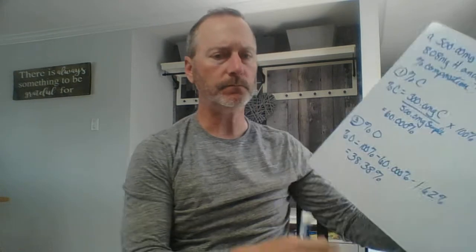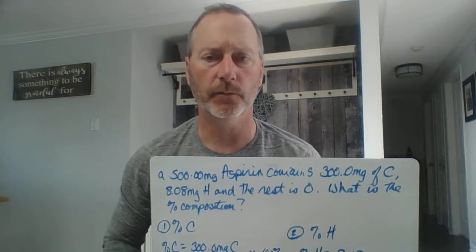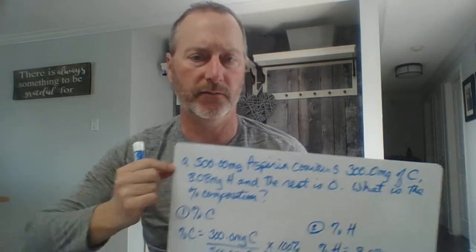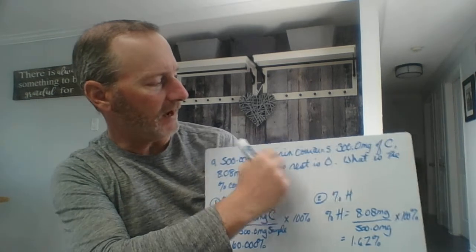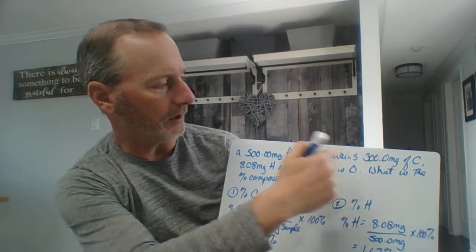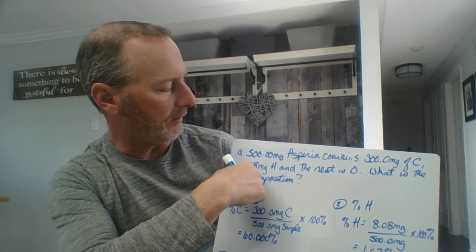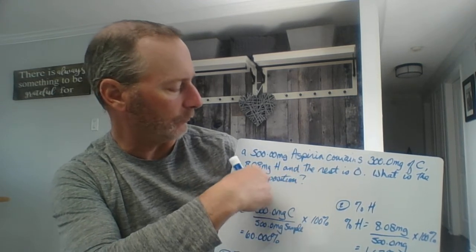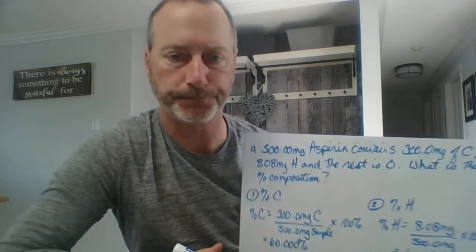So I do have an example here that we can go through together from our book. A 500 milligram aspirin contains 300 milligrams of carbon, 8.08 milligrams of hydrogen, and the rest is oxygen. What is the percent composition?